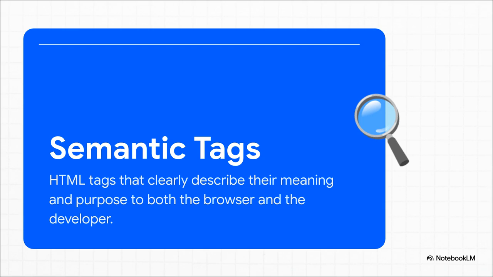Now, these are just HTML tags whose names actually describe what they're for. They're not just generic boxes. Their names have meaning. They help create a really clear blueprint for your page, telling not just the browser, but also search engines like Google exactly what each section is all about.